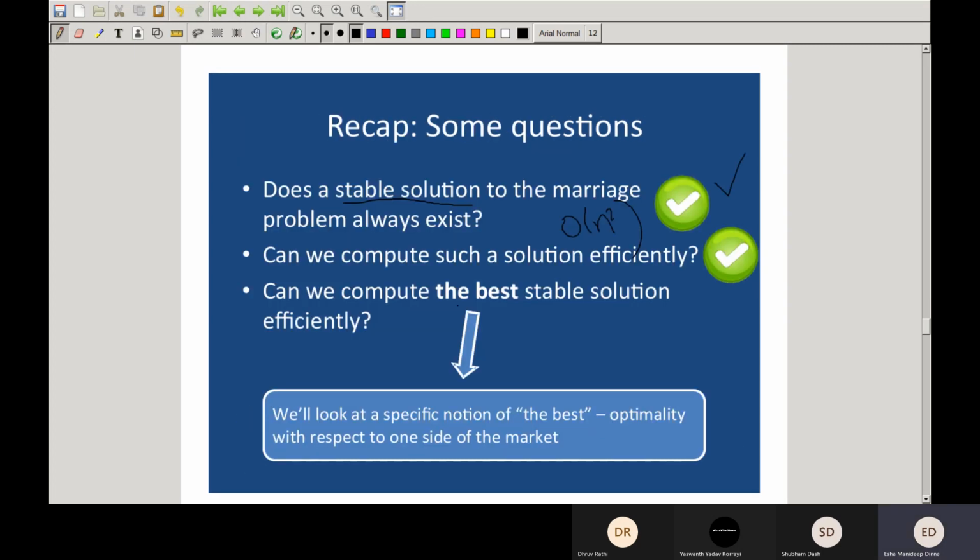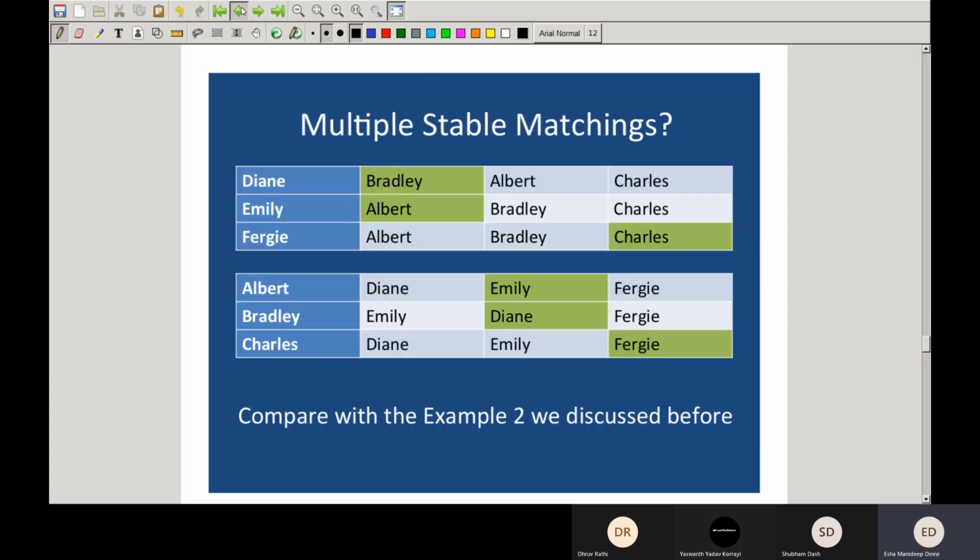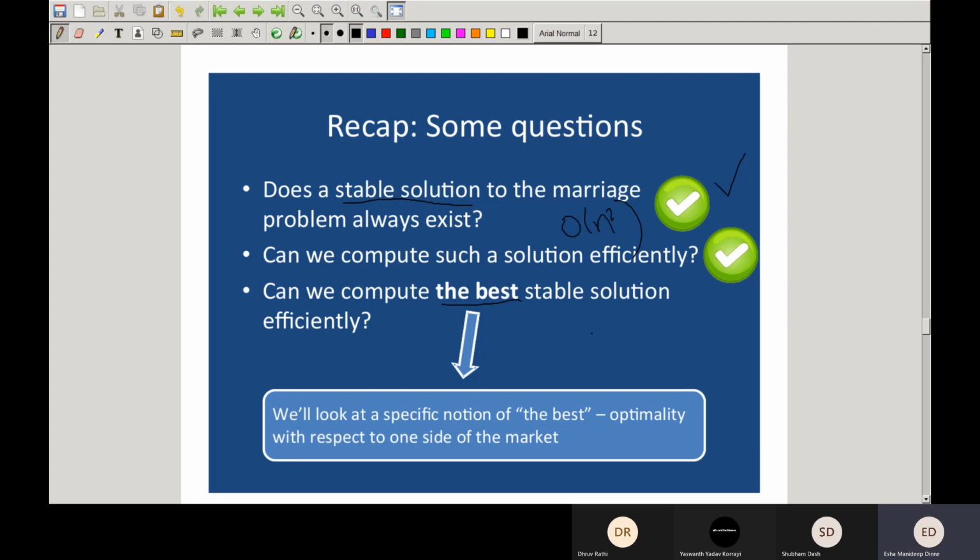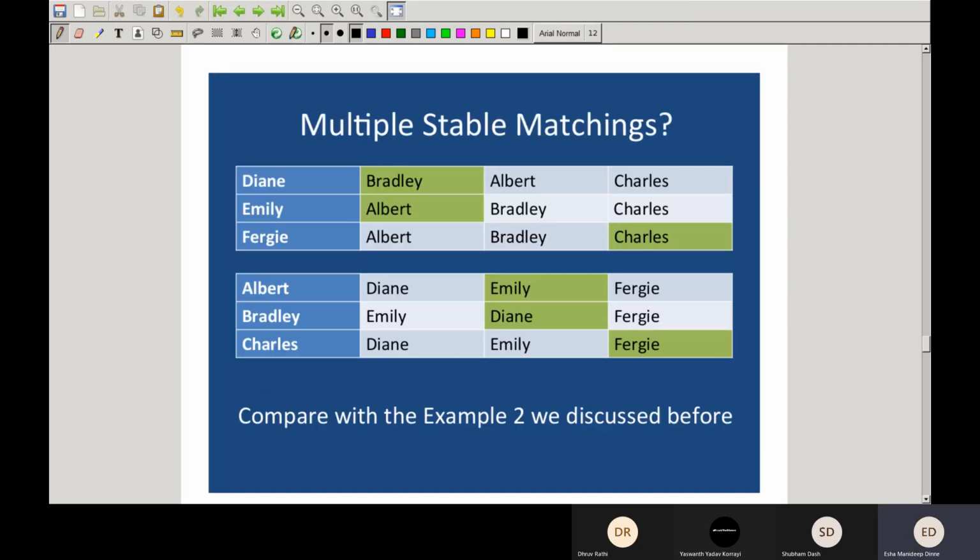What do we mean by best? I'll just do the example and skip the proof. We saw that there is a stable matching, but there may be more than one. Let me just show you an example. In this scenario, Albert is with Emily, Bradley is with Diane, Charles and Fergie are with themselves, like the previous example. Compare with example 2 we discussed before.